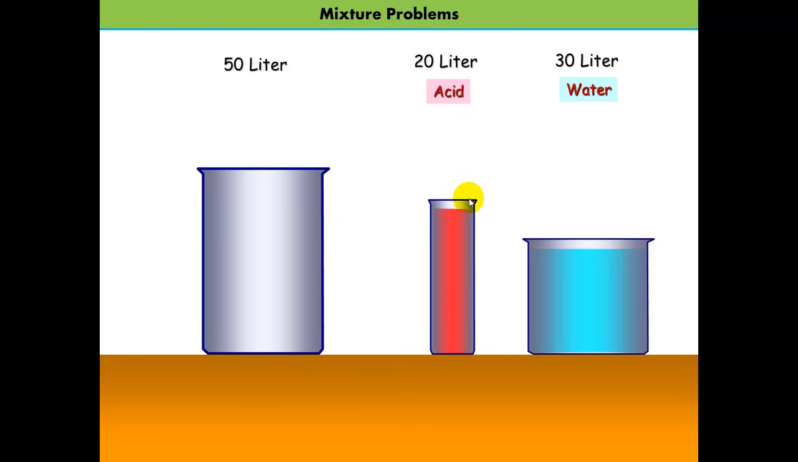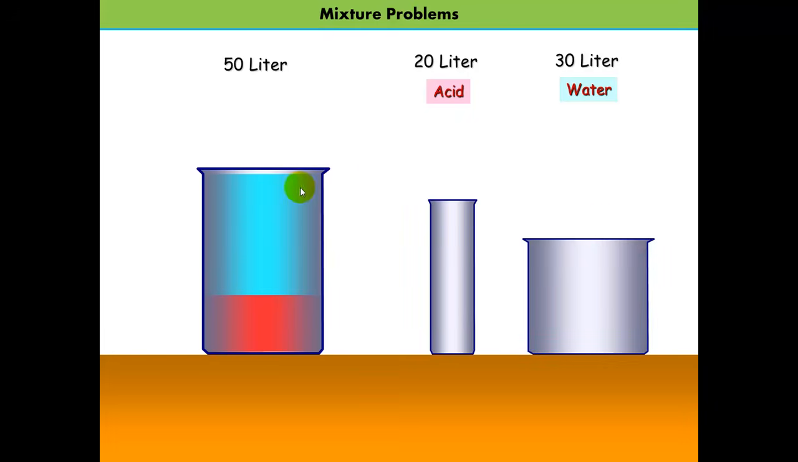I'm going to now take the acid and pour it into my 50-liter container. And I have water and I'm going to pour that in there. So my 20 liters of acid and 30 liters of water is of course going to make up a full 50 liters. Now notice I have 20 liters of acid and 30 liters of water for a grand total of 50. And what we're going to want to do is find out what percentage of acid is in this water, because that's going to give us our acid solution.